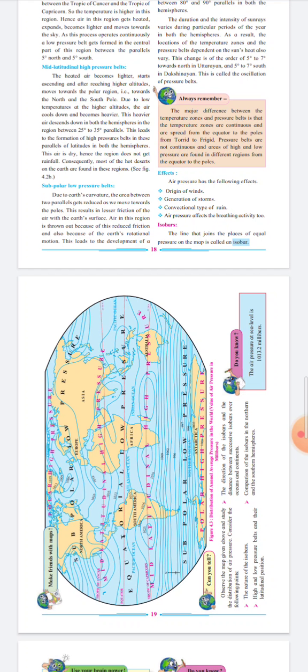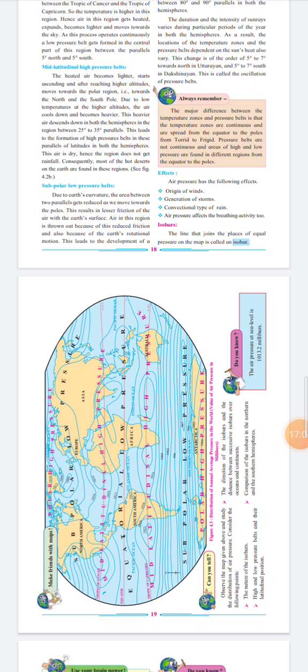What could be the reason behind the low pressure belt in the tropics? A low pressure belt is formed in the tropics, from the Tropic of Cancer to the Tropic of Capricorn, as sun rays are perpendicular. So in this region, sun rays are perpendicular. This region gets heated. Due to that, air expands, becomes light, and rises up. Hence, a low pressure belt is formed in between the Tropic of Cancer and the Tropic of Capricorn.